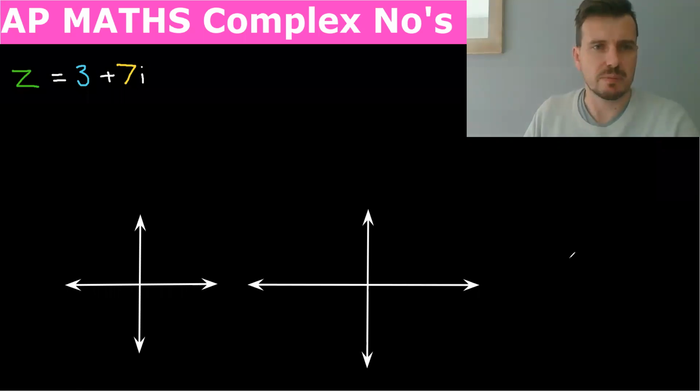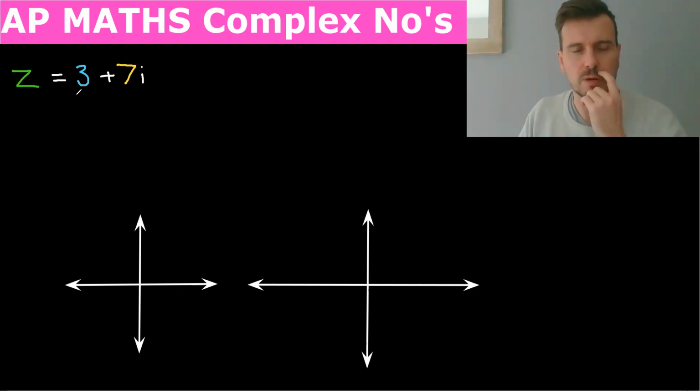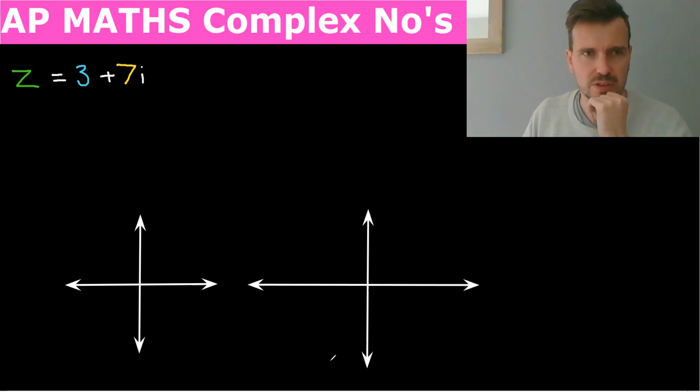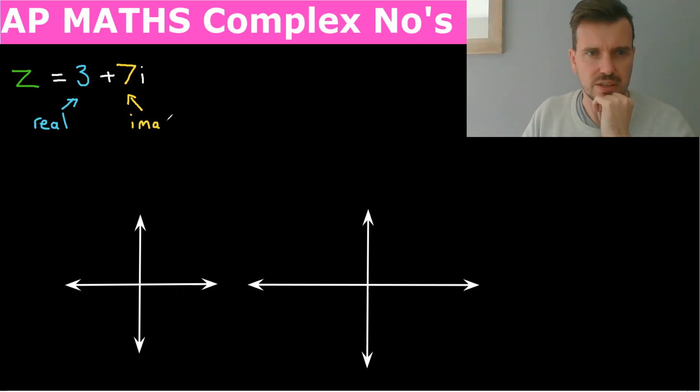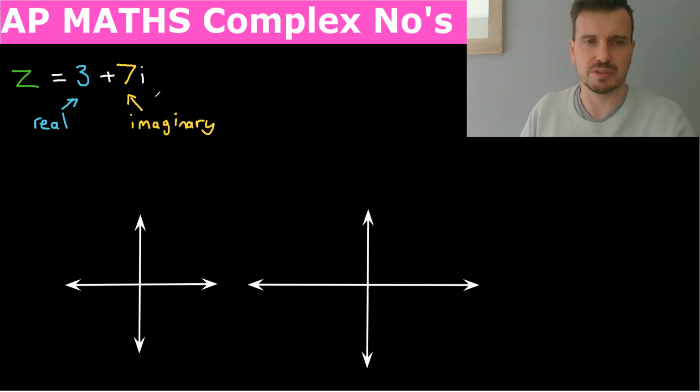Okay, so let's just summarize what we've done. This is a complex number, and a complex number is made up of a real part and an imaginary part. So the 3 is real, and the imaginary is 7. Easy, because you can see that the 7 has an imaginary sign on it. It's got an i there, so you know it's imaginary.